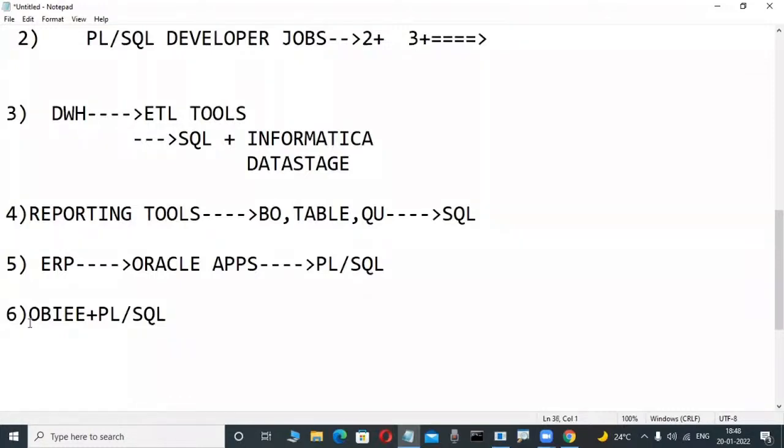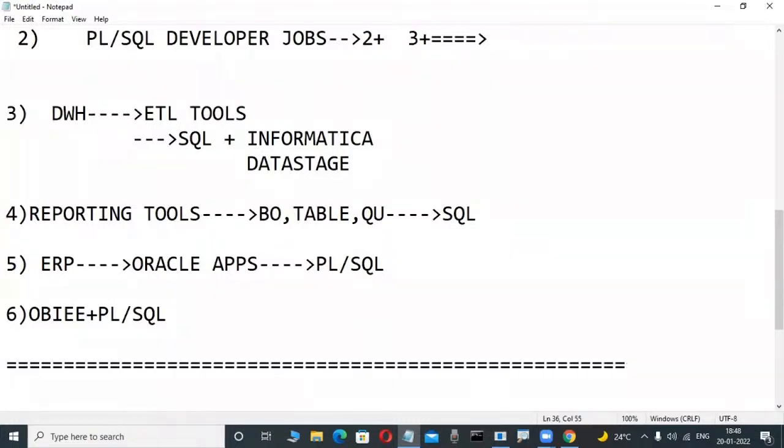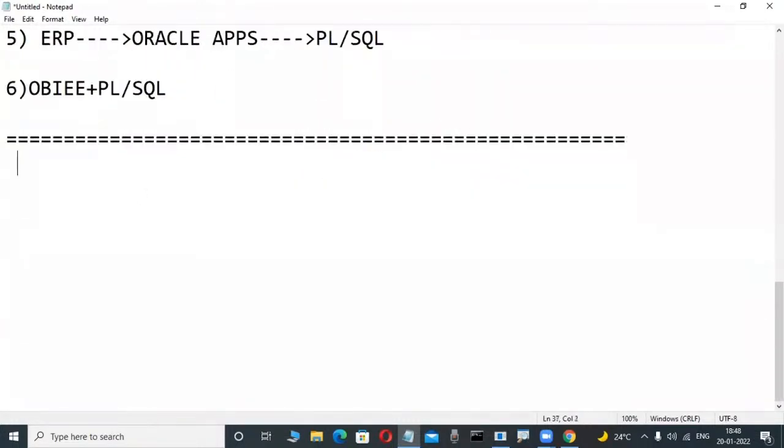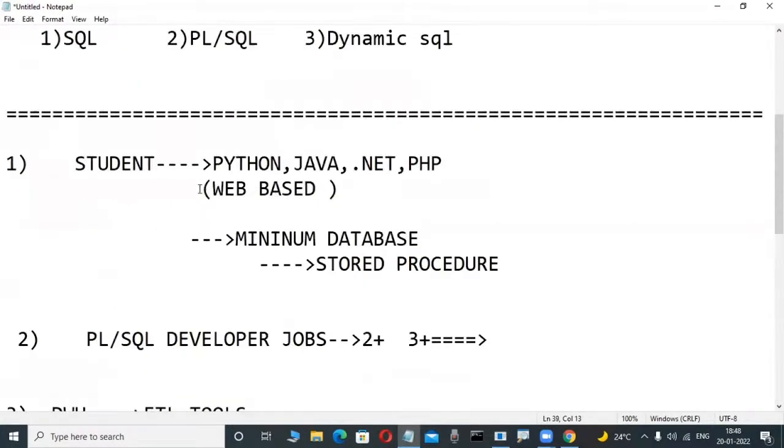Again, there are different kinds of persons. Suppose you are not interested in the programming side, and you want the administration side, you want jobs only. In that case, DBA courses are there: Oracle DBA, SQL Server DBA, MySQL DBA, database administration courses. These persons also need minimum knowledge before learning those courses. Minimum SQL knowledge is required.